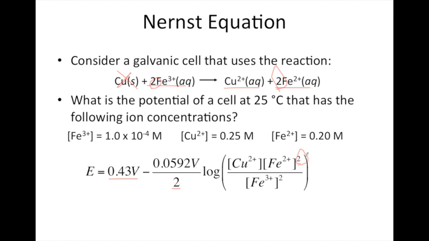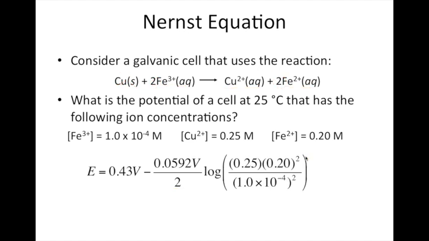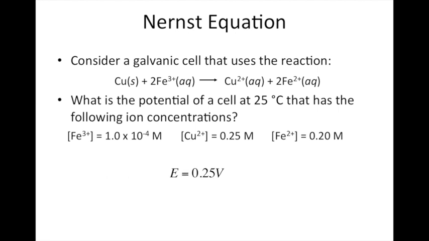So now I just need to plug in the values that are given, and I can solve for the E value. My cell potential under these non-standard conditions comes out to be 0.25 volts. So remember your units, and be sure that you can recognize when to use the Nernst equation, and then of course be able to correctly use it.